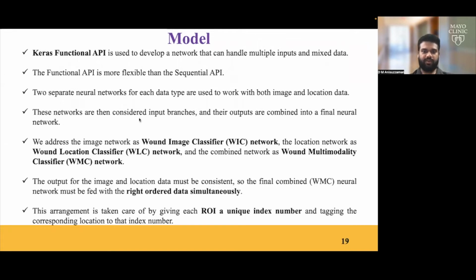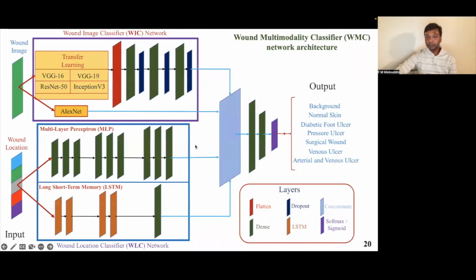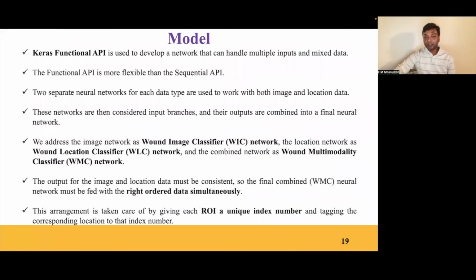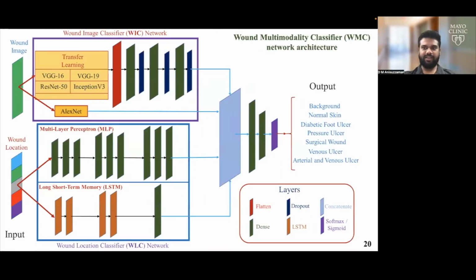So I'll just show you. I have a question. Sure. Can you explain a little bit in normal terms, what's the use of this network, the wound image classifier network and the wound location classifier network? What does it mean? Okay, I think it will be easier to show in visualization.